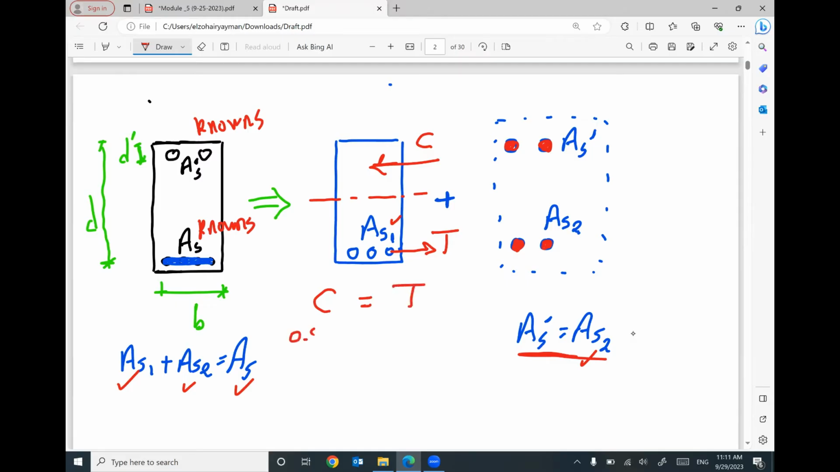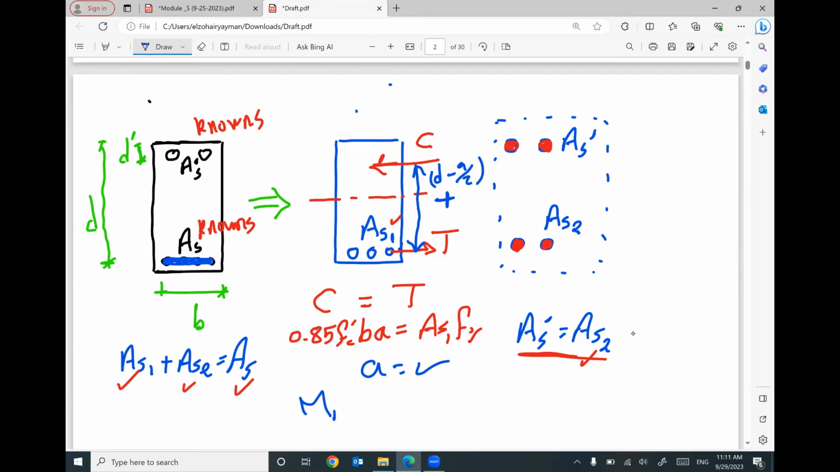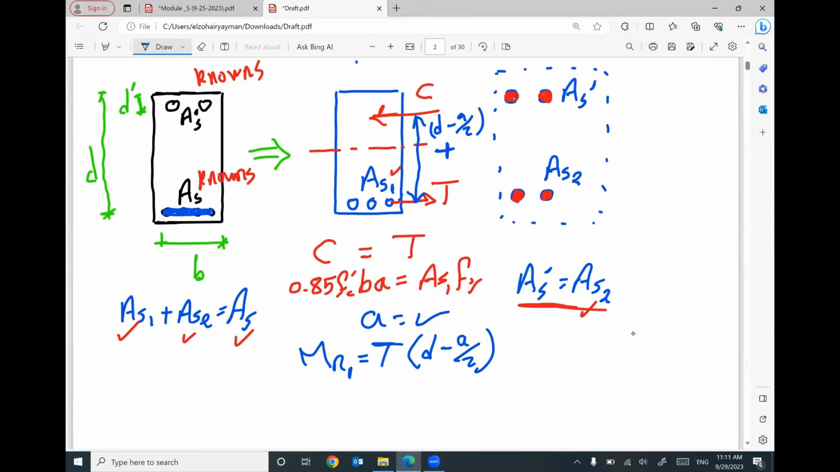That means 0.85 f'c times b times a equals area steel 1 times fy. From this equation, I can figure out the value of a. And keep in your mind the distance between the two forces is d minus a divided by 2. So your nominal moment, part number 1, will equal capital T times d minus a divided by 2. This is for part number 1.